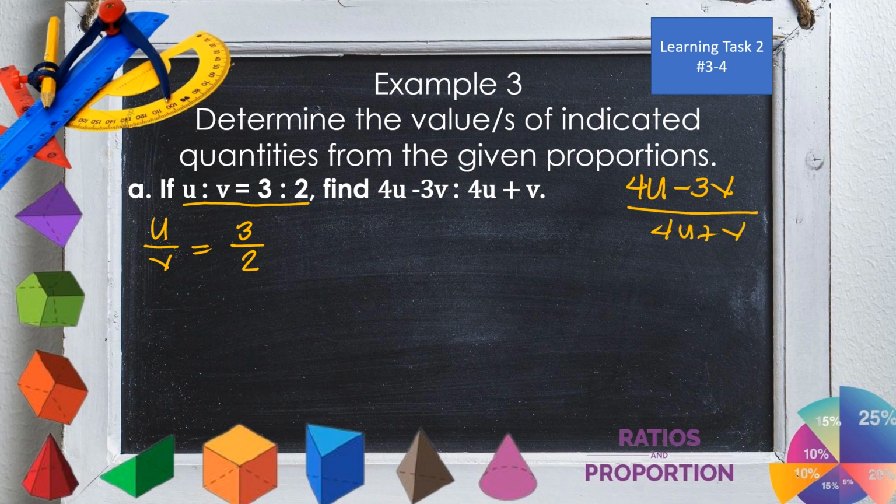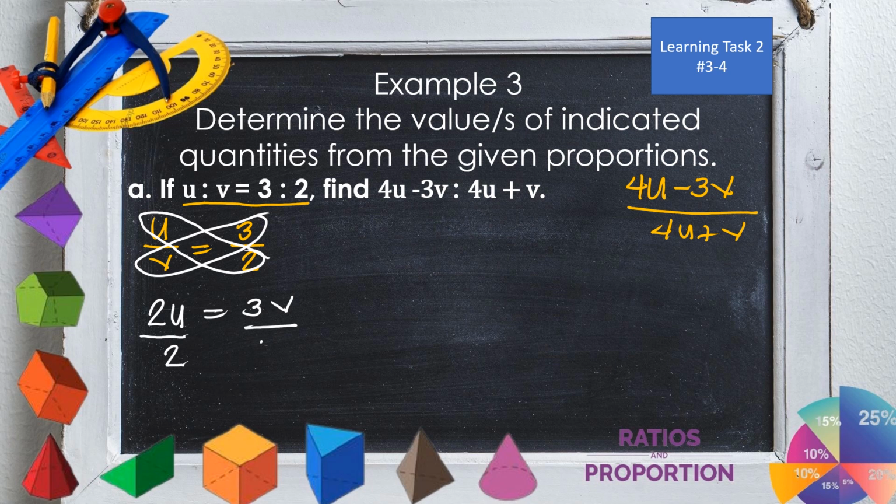So let's solve first for a certain variable on this example. We're going to substitute first. We start by cross multiplication. So we cross multiply 2 times u, this is 2u. Then 3 times v, that is 3v. Just like in solving your linear equation given two variables by substitution, we need to solve for a certain variable first. So let me choose u. You divide both sides by 2 so then I can have a variable u. This means the value of u is equal to 3 over 2 v.